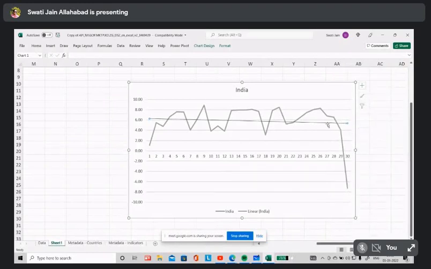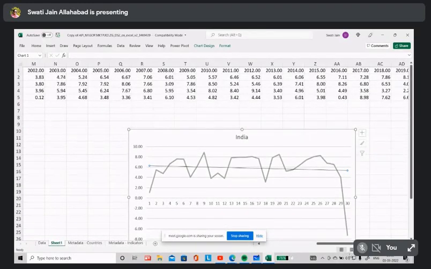Okay, so can you see this black line? Yes, ma'am. This is a straight line, right? So this straight line means what you have done, there are GDP growth rate values.